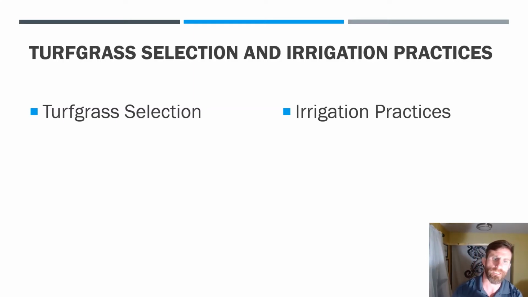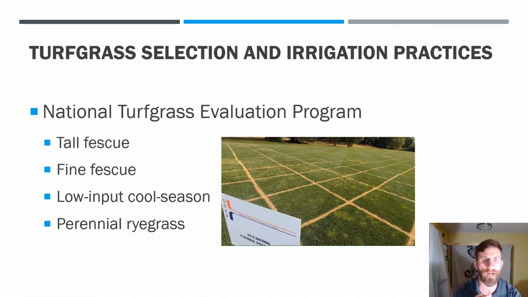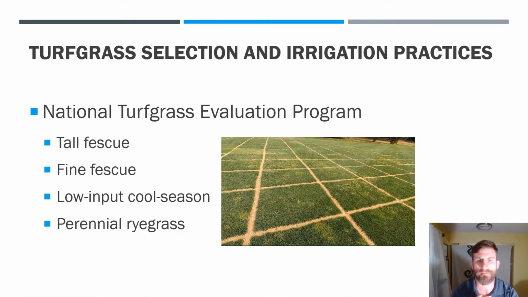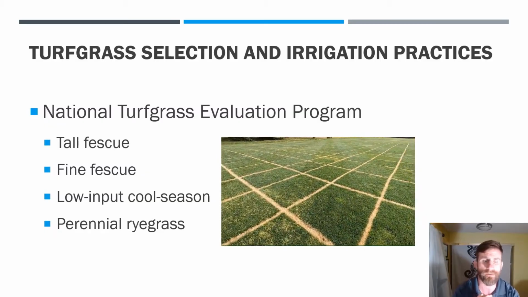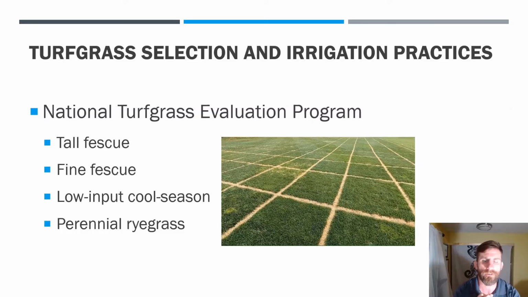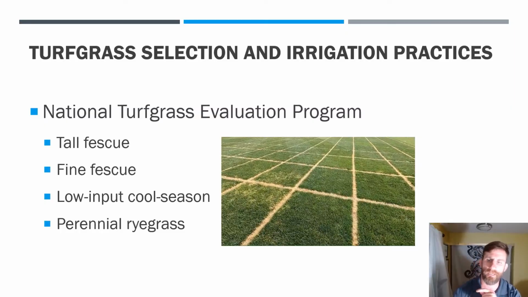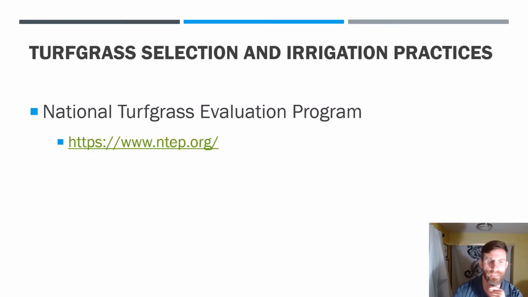And first, we're going to look at turfgrass selection. To do this, I thought I would share with you how to find National Turfgrass Evaluation Program data collected in Corvallis, Oregon, on tall fescue, fine fescue, low input cool season grasses, and perennial ryegrass. So to find this data, we're going to take a little trip to the National Turfgrass Evaluation Program website.